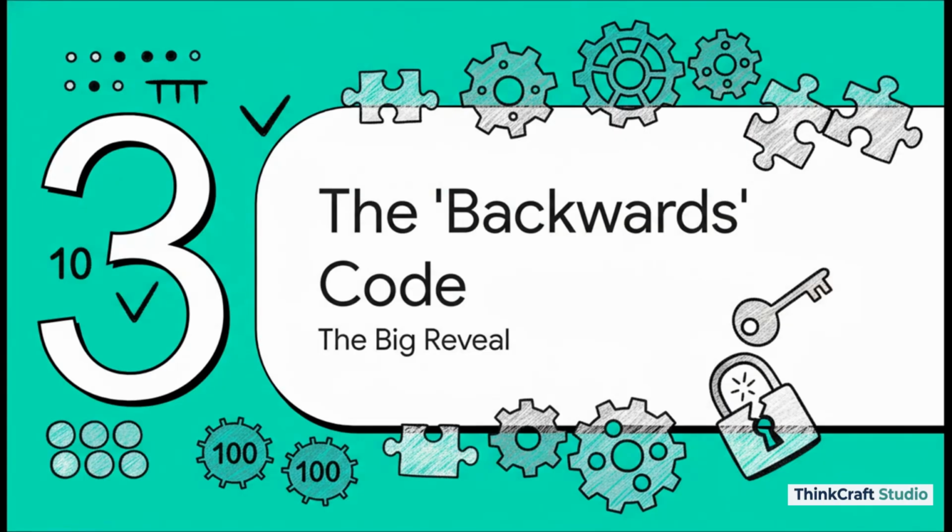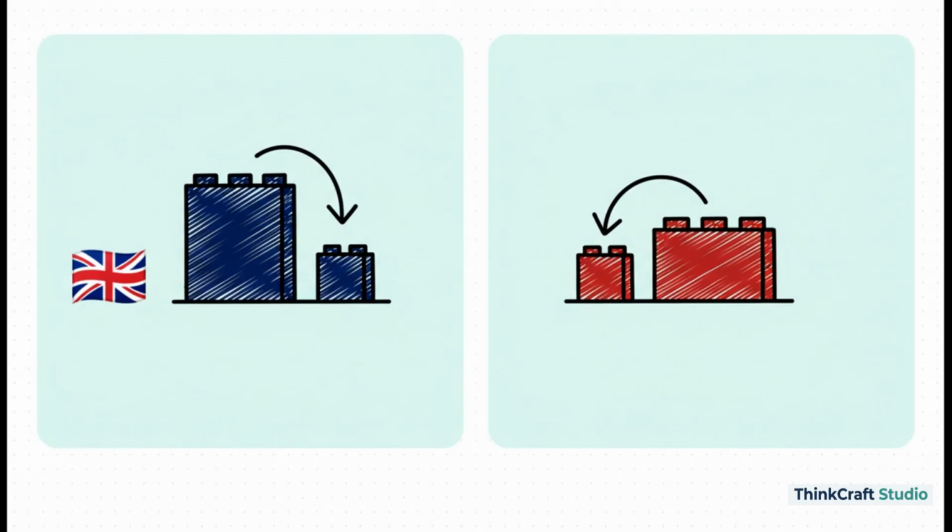Okay, we have all our pieces, we've got the units, we've got the teens, we've got the tens. So now it is time for the moment you've been waiting for. Let's finally crack this backwards code once and for all. This right here shows the fundamental shift in thinking. See, in English, we build our numbers big to small. We say the big 20 block first, and then we add the little 1 block. German logic completely flips that on its head. You start with the small part first, 1, and then the 20.